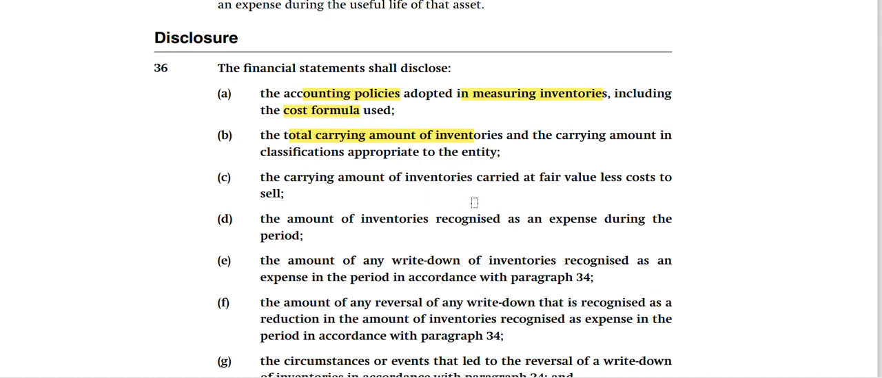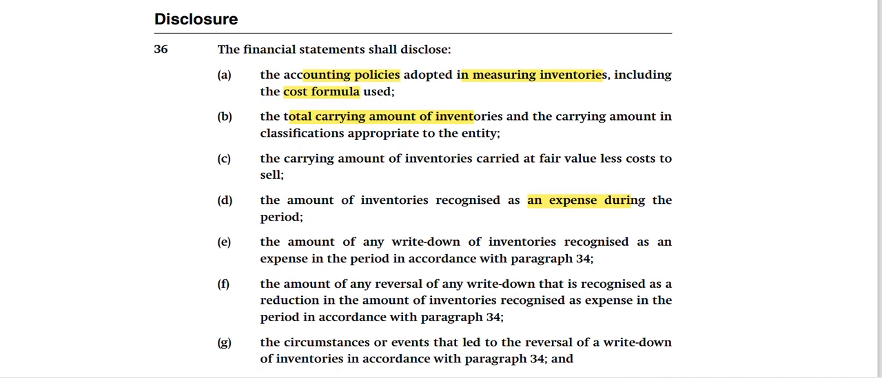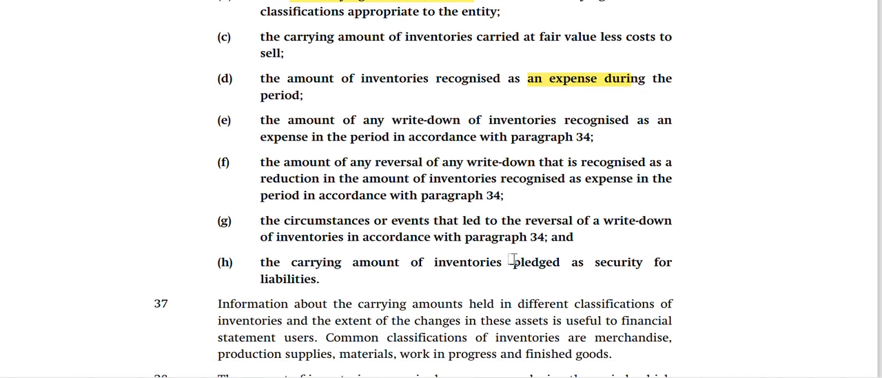The carrying amount of inventory carried at fair value less costs to sell. The amount of inventory recognized as an expense during the period. So what is the value of inventory that was sold and recognized as an expense during the period? The amount of any write-down of inventory recognized as an expense in the period in accordance with paragraph 34. The amount of any reversal of write-down recognized as a reduction in the amount of inventory recognized as an expense in the period in accordance with paragraph 34. And the circumstances or events that led to the reversal. The users of the financial statements would like to know why you are reversing the write-down of the inventory.